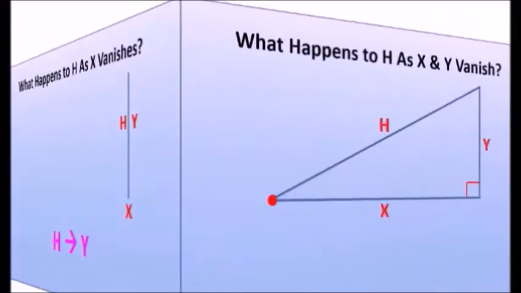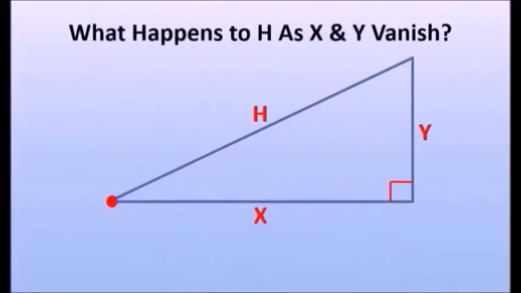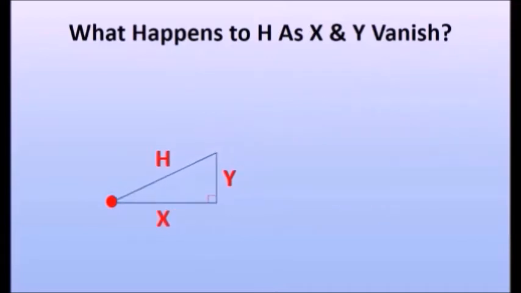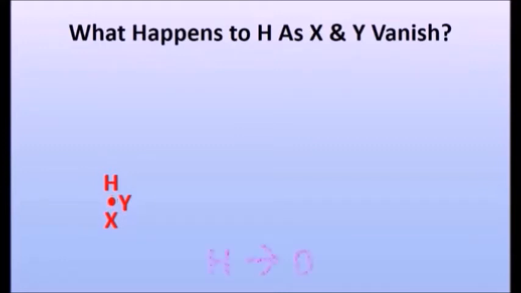And finally, what happens to h when both the x and y legs vanish together, like this? Hopefully you can see that there is nothing left after this collapse except for a point. And how long is a point? Well, a point is actually zero-dimensional. It has neither length nor height. So its length is 0. Hopefully these results all make sense. Now, let's see if the math lines up with this.